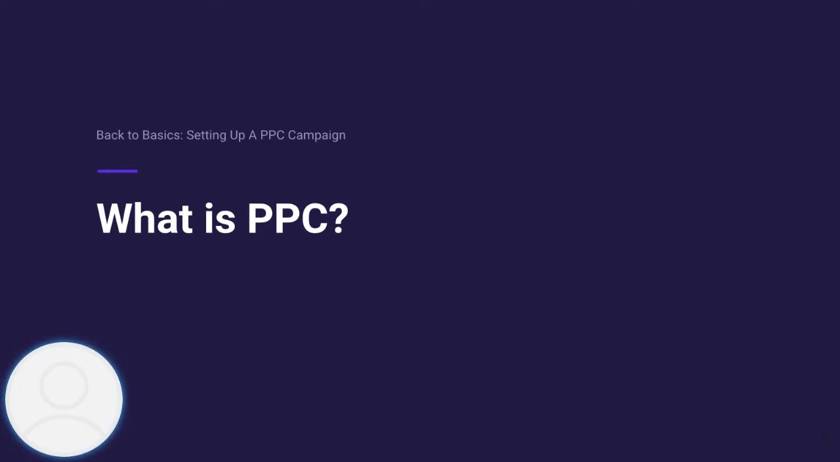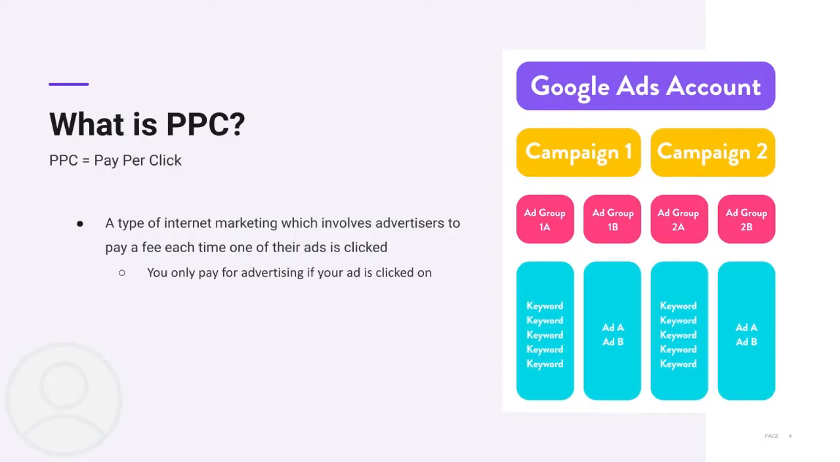Now to start off, what exactly is PPC? So PPC, or pay per click, is a type of internet marketing which involves advertisers paying a fee each time one of their ads is clicked on. So again, Google is a pay to play market, meaning you only pay for advertising if it's actually clicked.